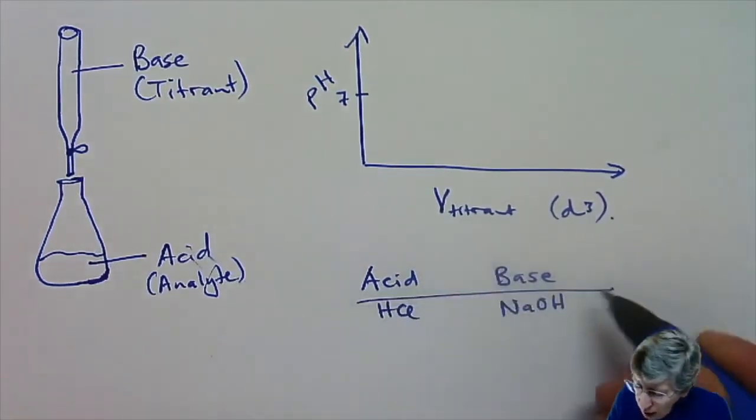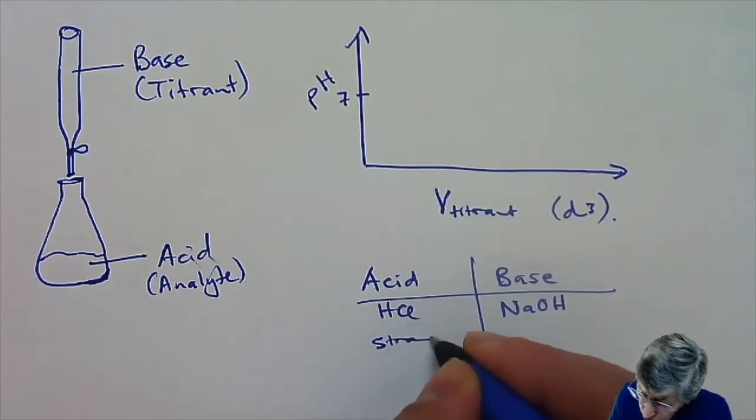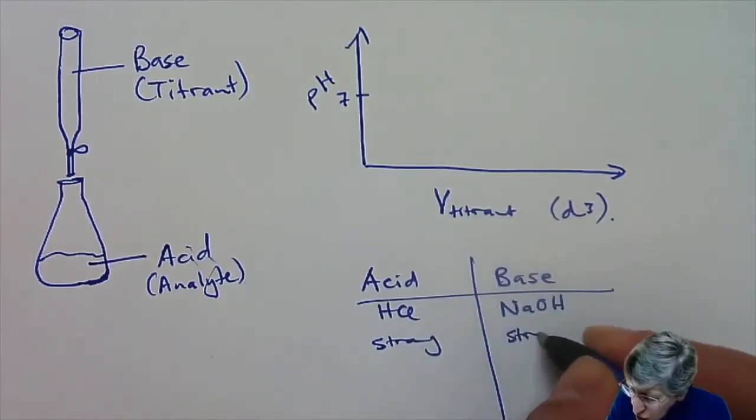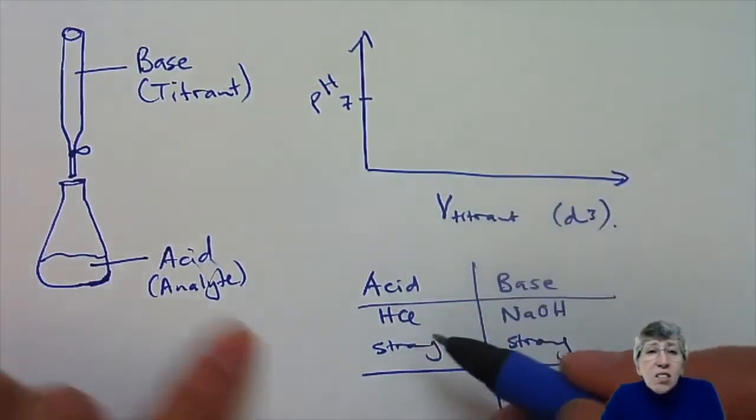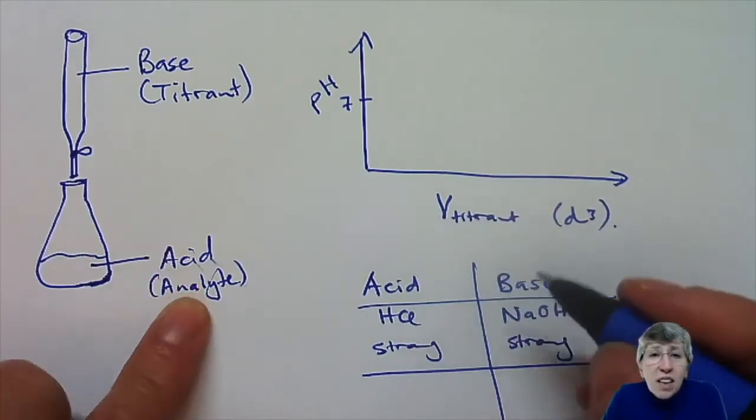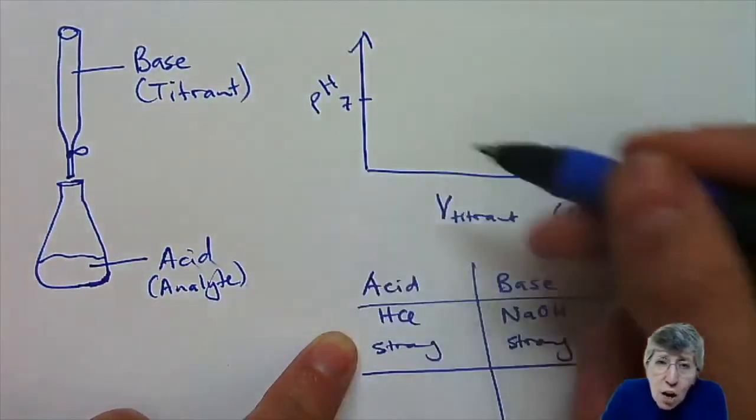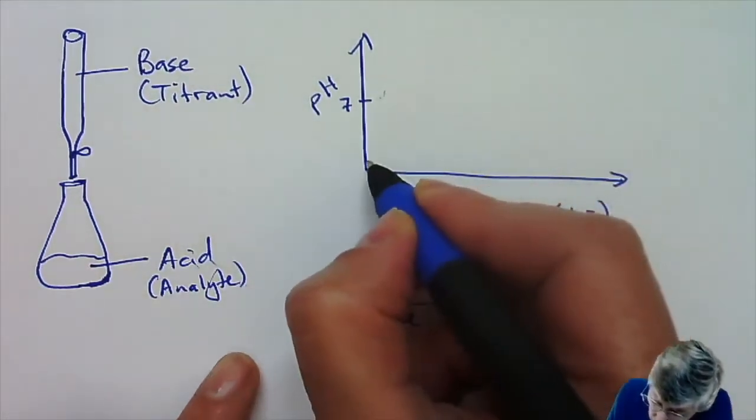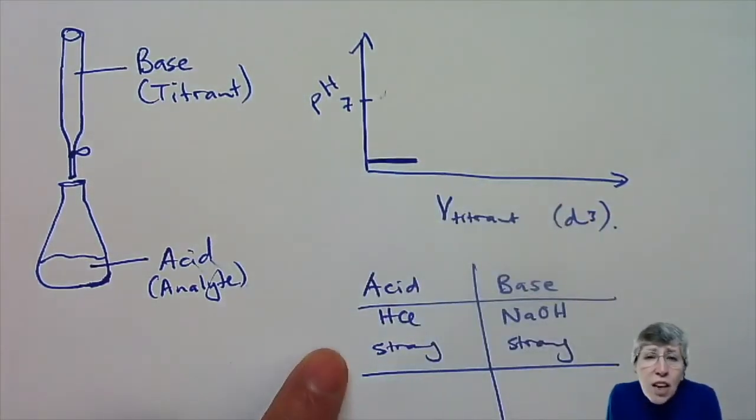Now, what do I know about HCl? HCl is a strong acid, right? What do I know about NaOH? That is a strong base. Right, so when I start out with only the acid down there, and it's a strong acid, I will have a very low pH. So it will not be close to 7, it will be quite way down, right? So there I've got my strong acid.